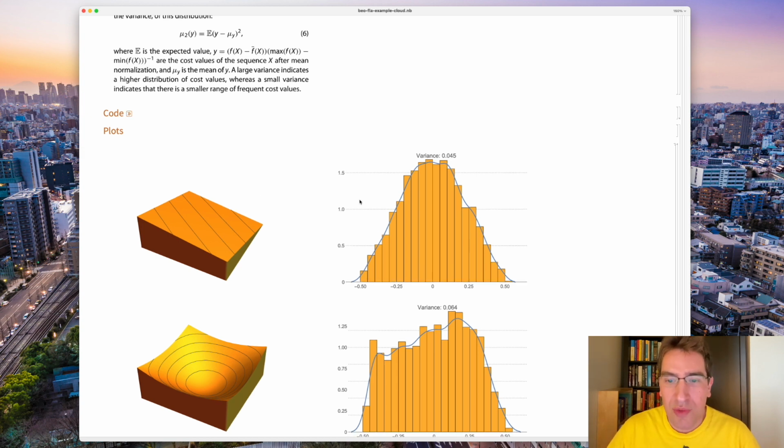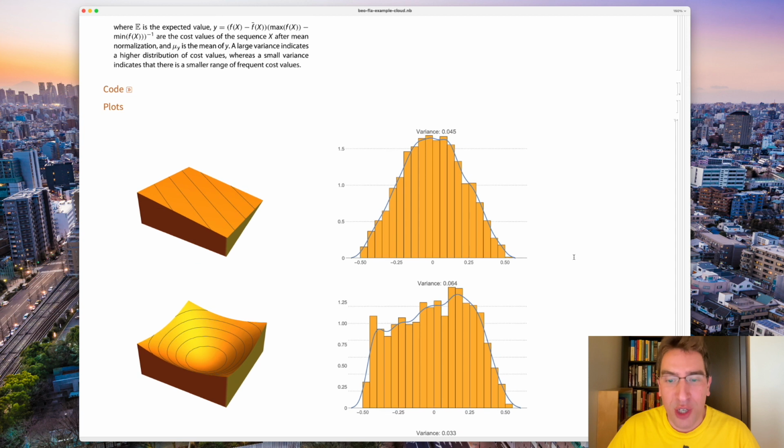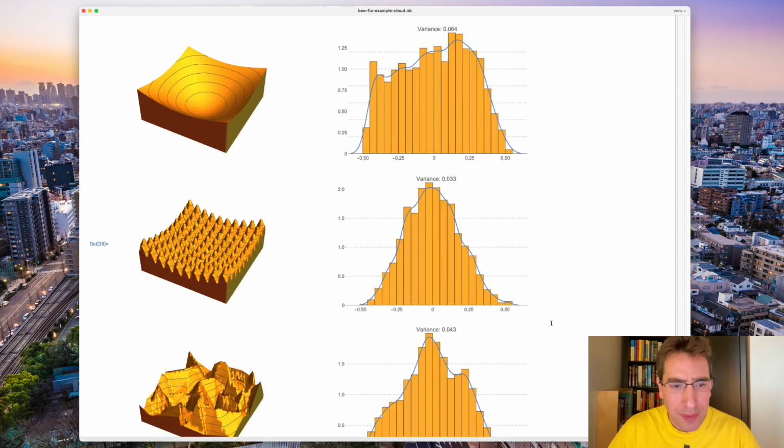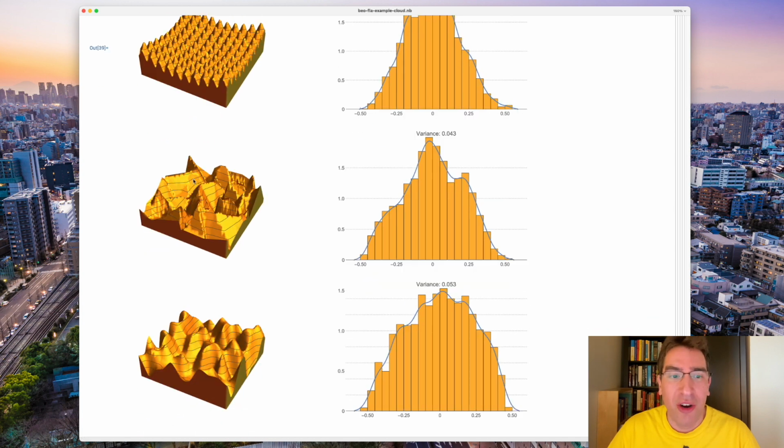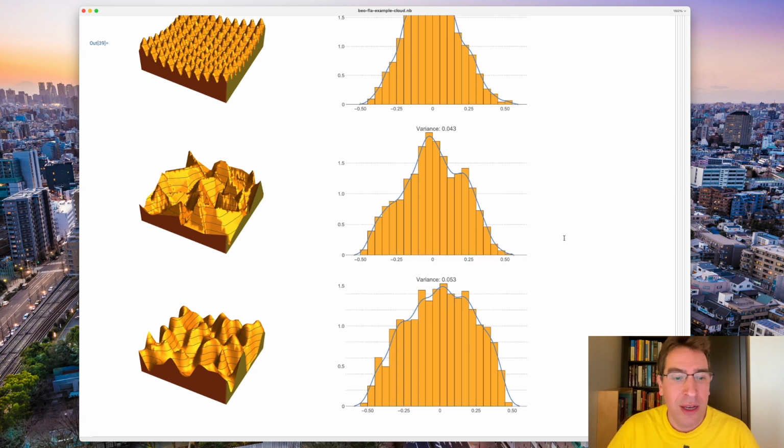You can see the surface there, the spherical function has quite a high variance and is quite a bit skewed towards high cost values as well. And you can also see the variance is also a bit higher in our completely random surfaces, and they're also skewed a bit more towards higher cost values.